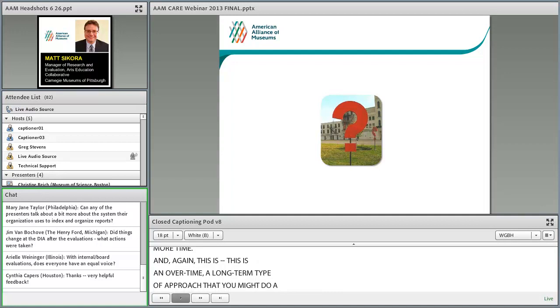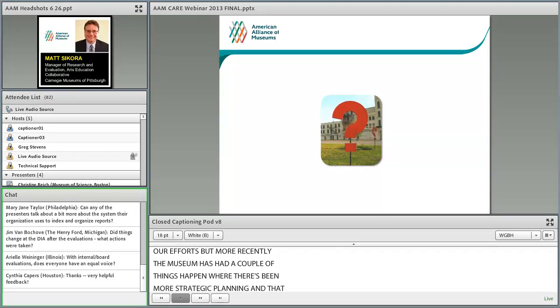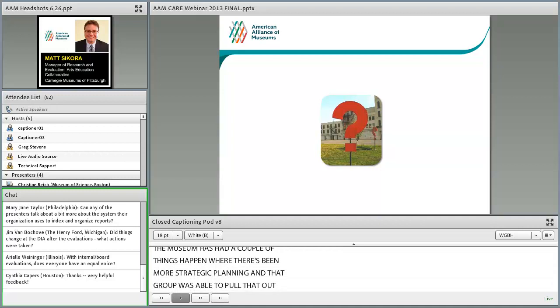Other studies, I think, take more time, and again, this is a long-term type of approach. You might do a study 2 years ago. I'm thinking of an example where we did a market audience segmentation study, and the director of marketing left in the midst of the study. Not a great deal of attention was paid to it, despite our efforts. But more recently, the museum has had a couple of things happen where there's been more strategic planning, and that group was able to pull that out and think about audience a little bit more.